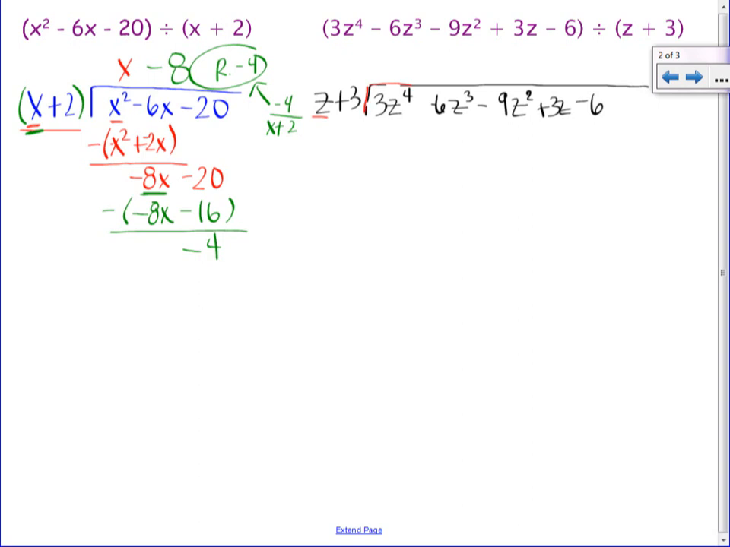How do we get this term to look like this term? What do we have to multiply it by? 3z cubed. Okay, so we've got 3z cubed. What do we do with that? Times it by z plus 3. Times it by the z plus 3 and write it underneath here. So now we've got 3z to the 4th plus 9z cubed.